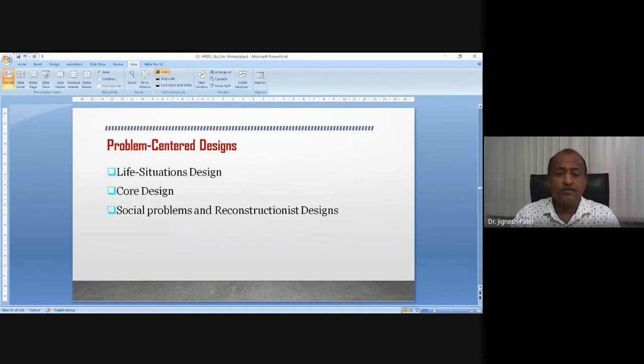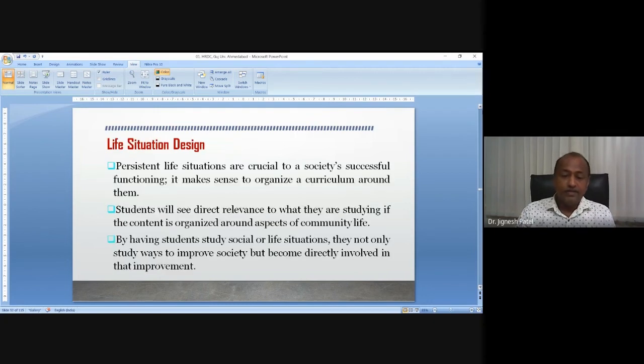Lastly, the problem centered design, which is again divided into three designs: life situation design, core design, and social problem and reconstruction design. So what are these designs? Life situation design means persistent life situations are crucial to the society's successful function. It makes sense to organize the curriculum around them. So we have to give the focus.